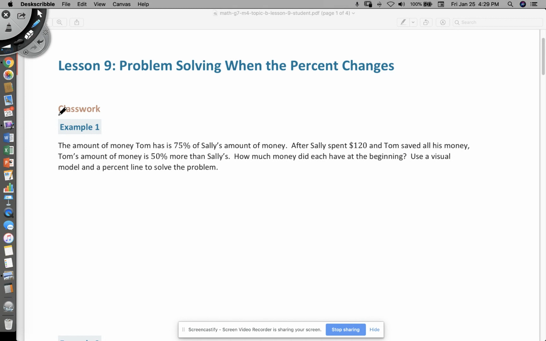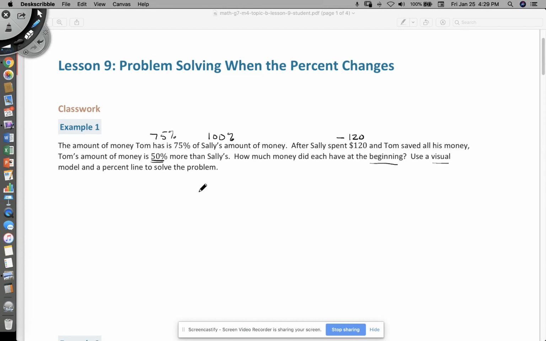The amount of money Tom has is 75% of what Sally has. So Tom is 75%. Sally is the 100% then. She has 100%. She's the whole. After Sally spent, being subtract, $120, Tom saved all his money. Tom now has 50% more than Sally. So Tom has now jumped himself to 150%. How much money did they have in the beginning?